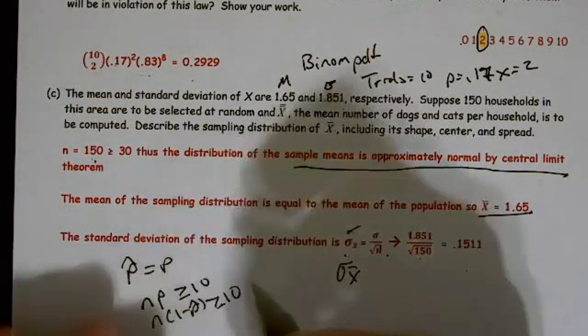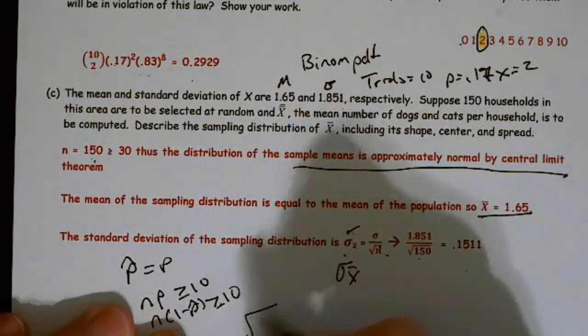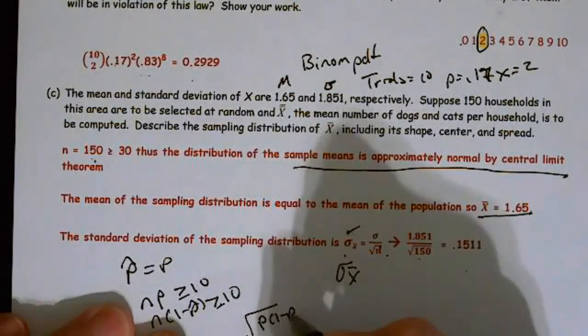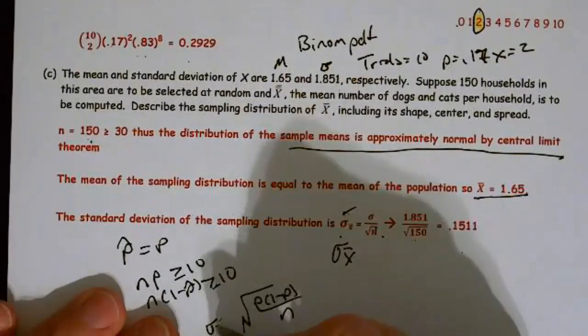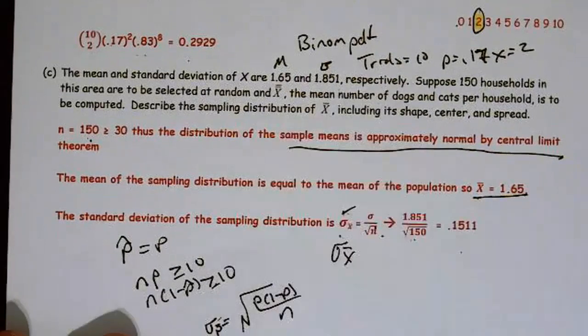Oh, and I guess I should answer the question because it's about to come up. The square root of p times 1 minus p over n would be the standard deviation for proportions. That's the standard deviation of proportions for the sampling distribution. All right.